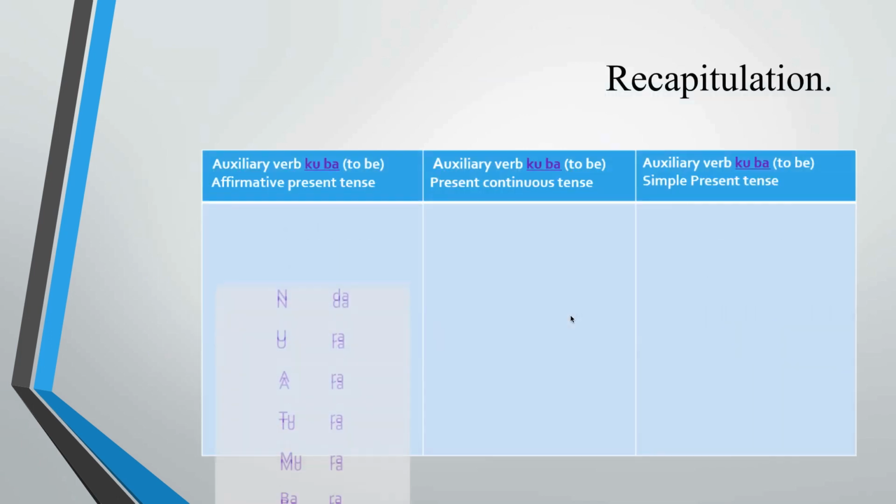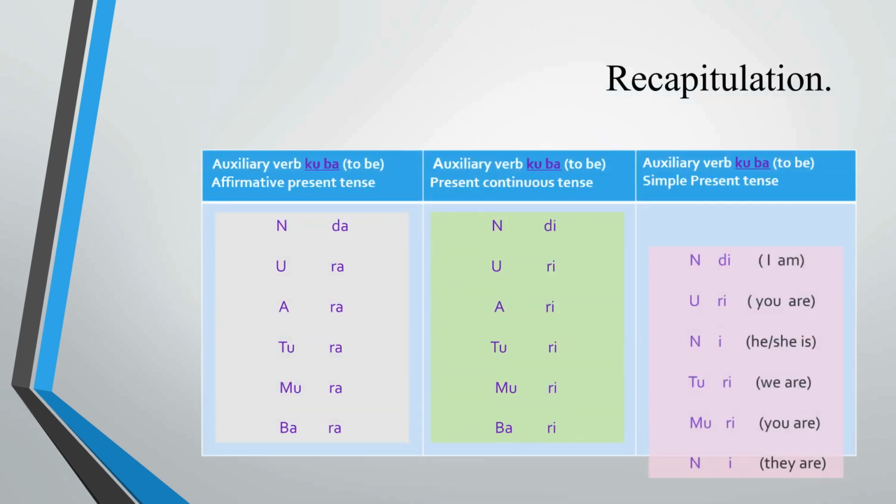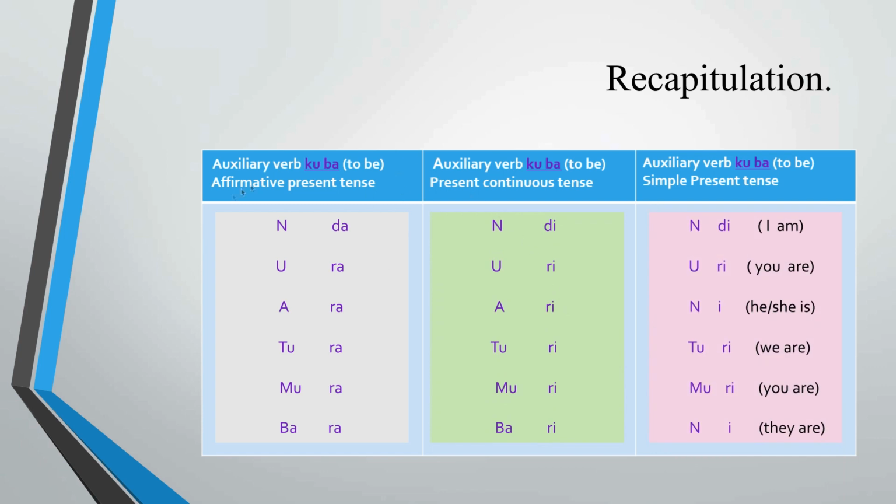So far we've seen two auxiliaries of verb kuba: the one that is used to obtain the affirmative present tense, and the one that we use whenever we are trying to obtain the simple present tense, and the stand-alone verb to be in Kinyarwanda. So don't mix them. This is how they differ.